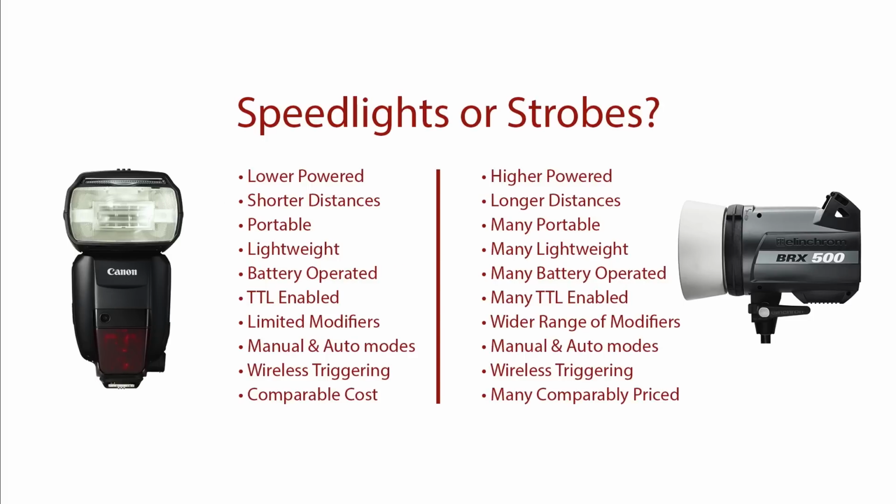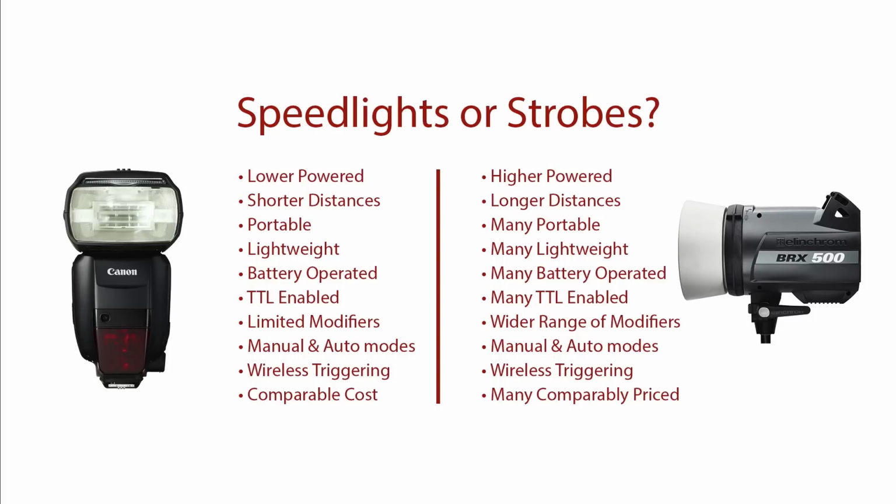So let's look at the differences between speed lights and strobes. They're both different tools with different capabilities, and they allow you to do different things. With speed lights, you're going to have a lower powered lighting tool. You can only use it at shorter distances compared to strobes. It is portable. They're lightweight. They are battery operated. Most now are TTL and high-speed sync enabled.